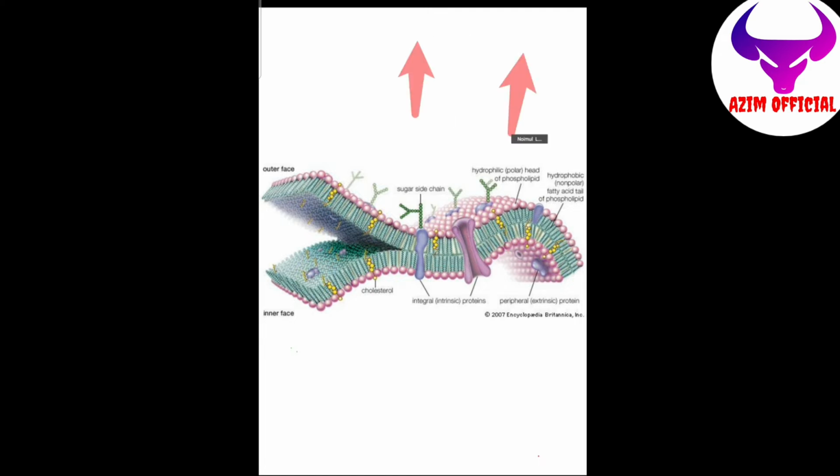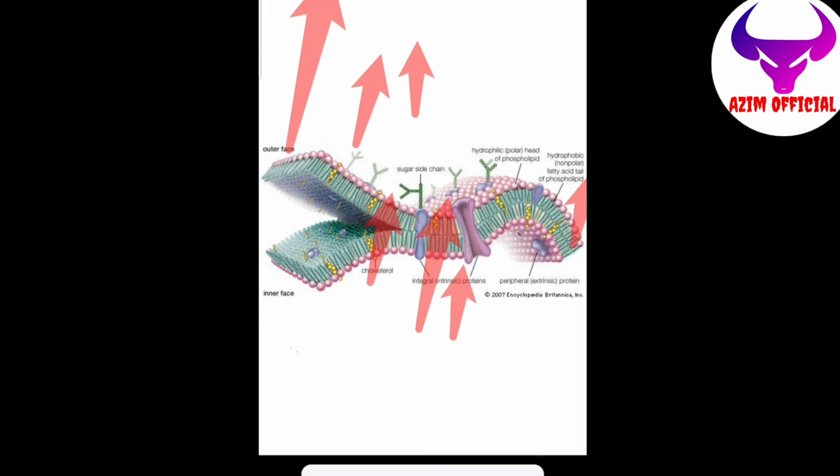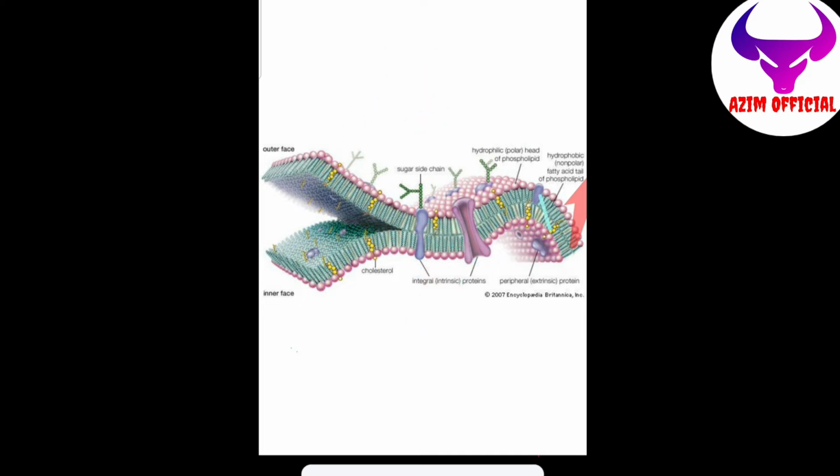And what are the functions of peripheral proteins? Only one. You'll say they act as enzymes or as controllers of the transport of substances. They control the transport of substances. They are the bosses, peripheral proteins. They control the substances. Okay.